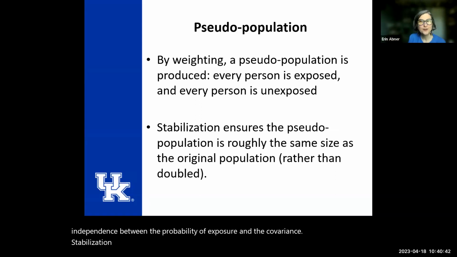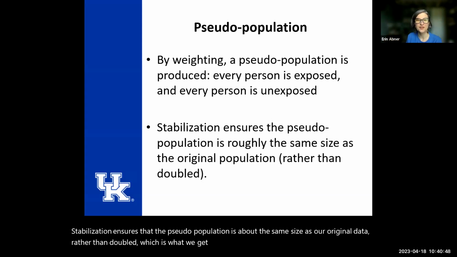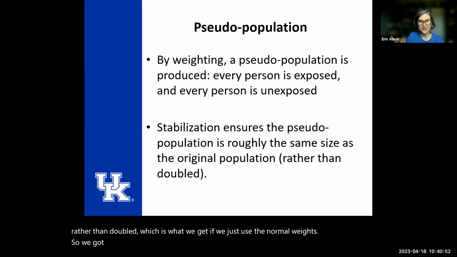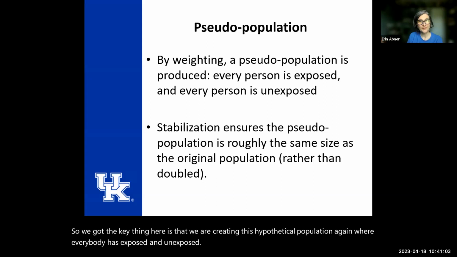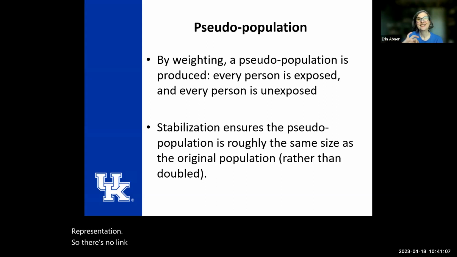Stabilization ensures that the pseudo population is about the same size as our original data rather than doubled, which is what we get if we just use the normal weights. So again, the key thing here is that we are creating this hypothetical population, again, where everybody has exposed and unexposed representation. So there's no link between being exposed and the covariate values anymore.